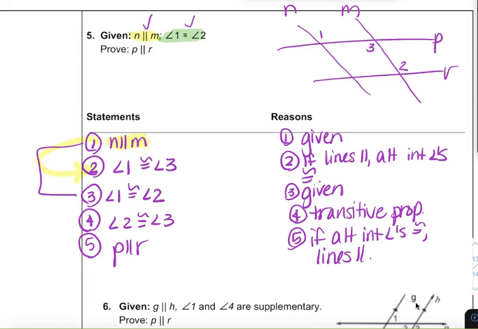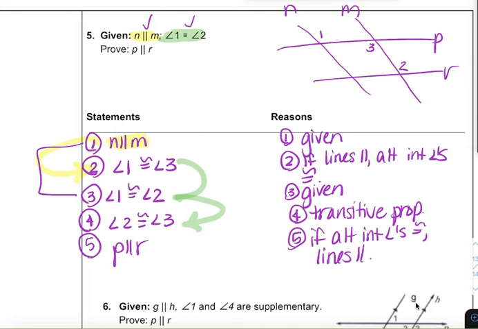So N is parallel to M has to lead me to angle 1 is congruent to angle 3, because if lines are parallel, alternate interior angles are congruent. Then I can use the angle 1 is congruent to angle 2 piece. It doesn't lead me anywhere yet, but those 2 steps together lead me to the transitive property that 2 is congruent to 3.